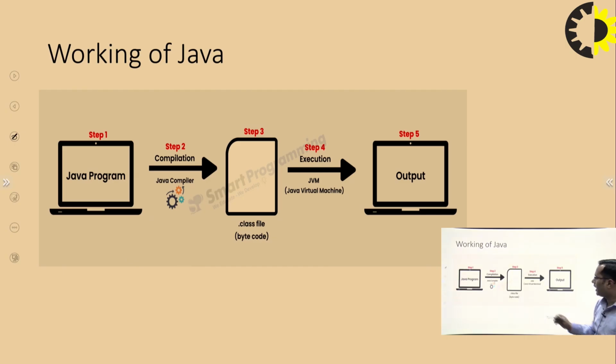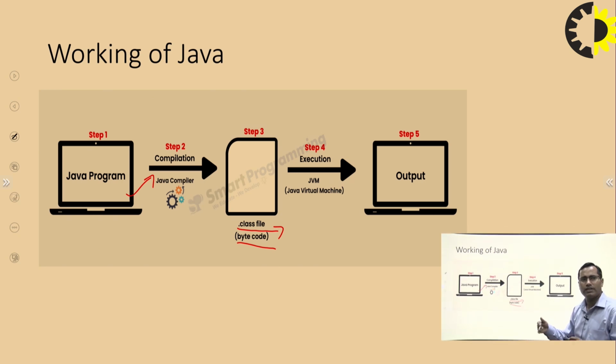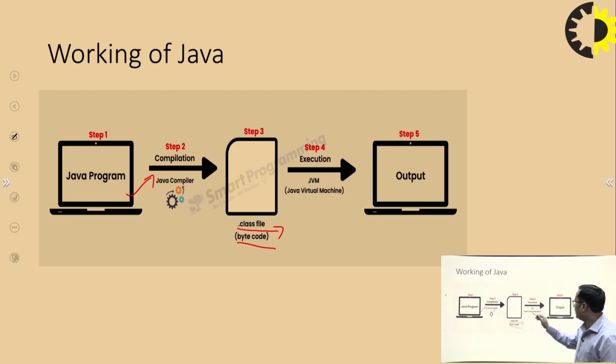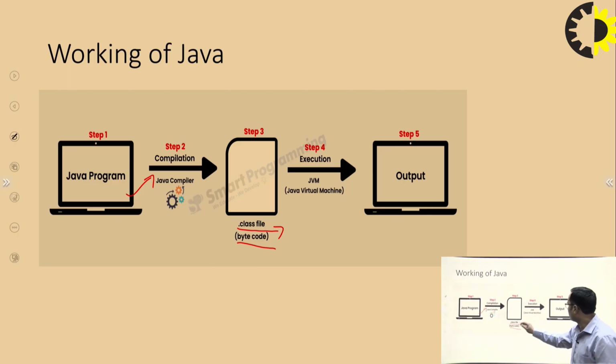In the first step, we create the Java program, a source file. Then we use the Java compiler to compile this source file. After compilation, if it compiles successfully, it will generate a .class file, which is bytecode. This bytecode is not machine dependent code. It is targeted to a particular JVM. Now we can execute this .class file, and finally we get the output of this Java code.